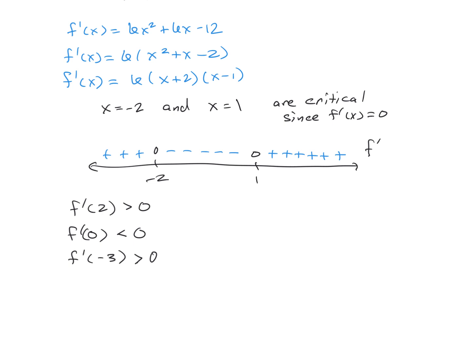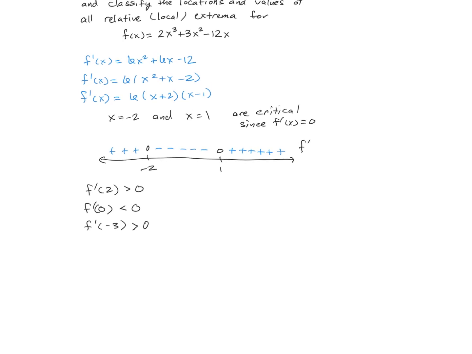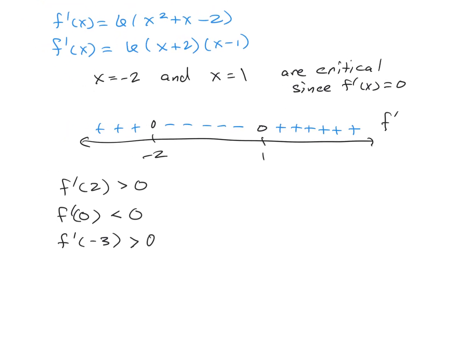So we can also talk about increasing and decreasing. We are increasing from -infinity to -2 because of the fact that we have a positive derivative. So we'll draw little up arrows for that. Between -2 and 1, we are decreasing. And then from 1 to infinity, we are increasing again.